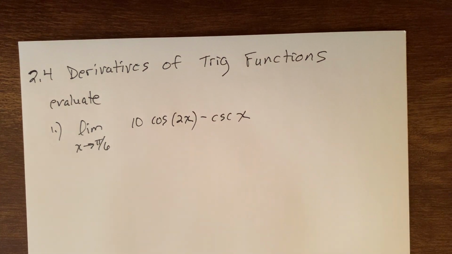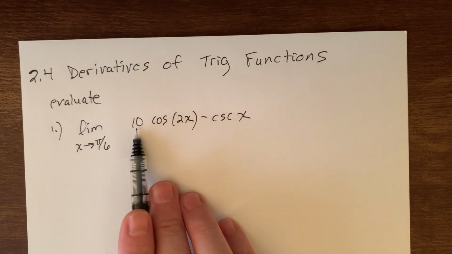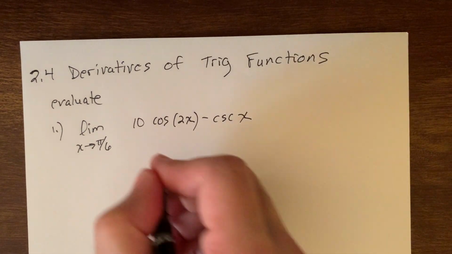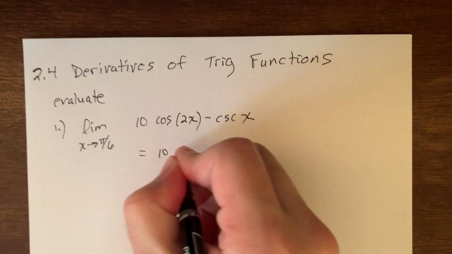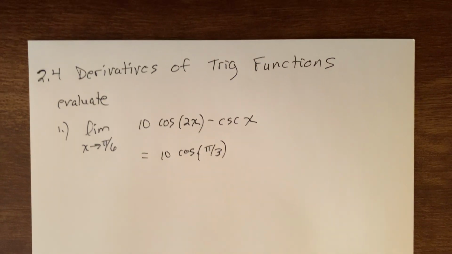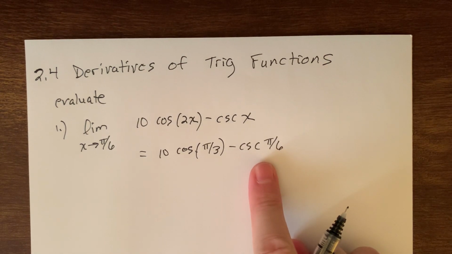Well, what's our approach? The first thing we're going to do is try plugging in. And unless we get into any other trouble, that's what our limit laws give us. There are two pieces. You could take the limit of each piece separately and subtract the results, with the extra multiplier of 10 going out in front. We could keep breaking it down, but all those limit properties just talk about plugging in. So I plug in, and that's where I drop my limit notation: 10 cosine of 2 times pi over 6, which becomes pi over 3, minus cosecant of pi over 6.